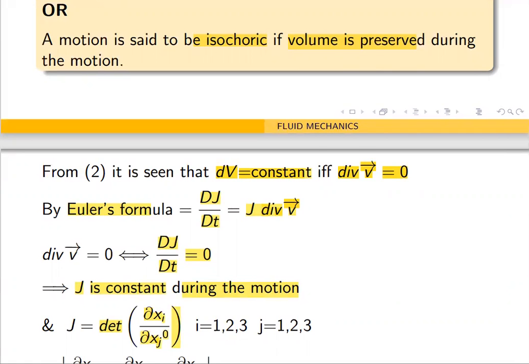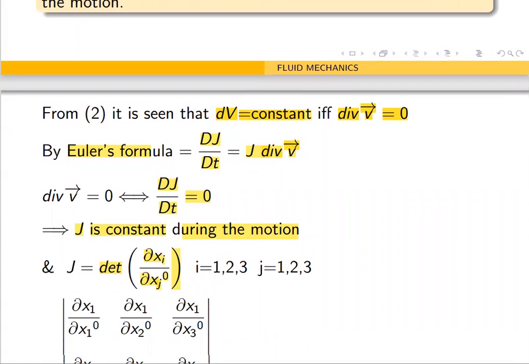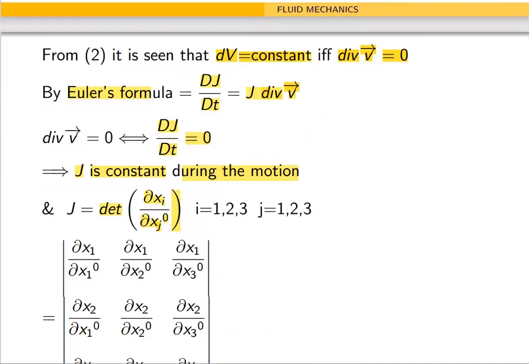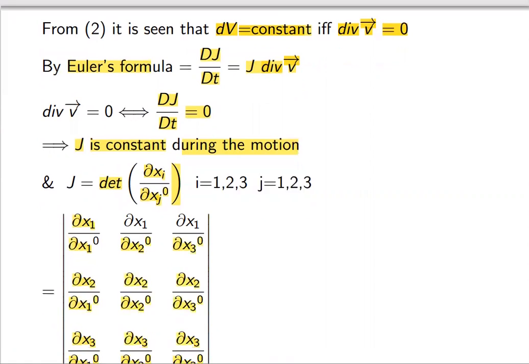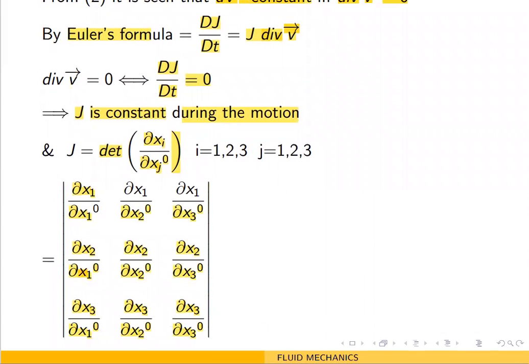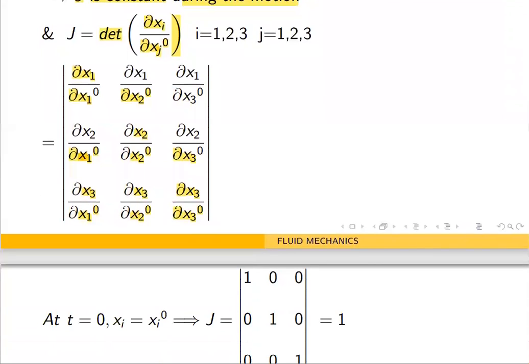1, 2, 3, j equal to 1, 2, 3. Fine. Differentiation of the current coordinates with respect to the material coordinates. So dou x1 by dou x1 naught, x2 naught, x3 naught. And we have dou x2 by dou x1 naught, dou x2 by dou x2 naught, x3 naught. And then we have x3 here, x3, x3, x3, with respect to x1 naught, x2 naught, x3 naught. That's our J.